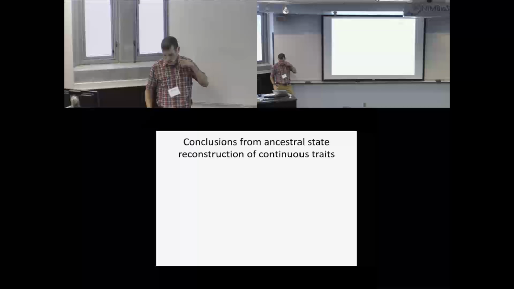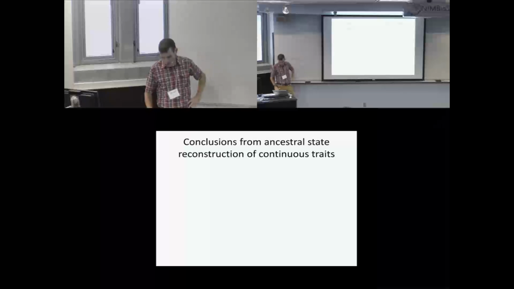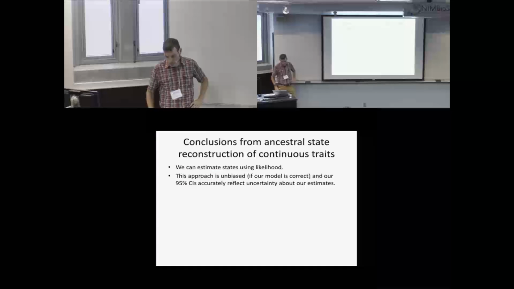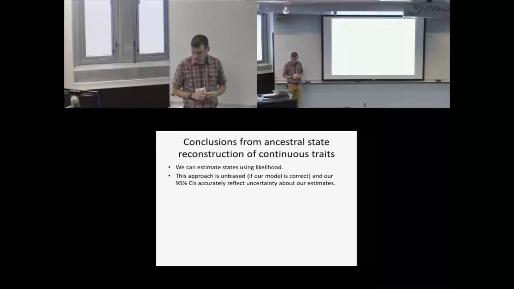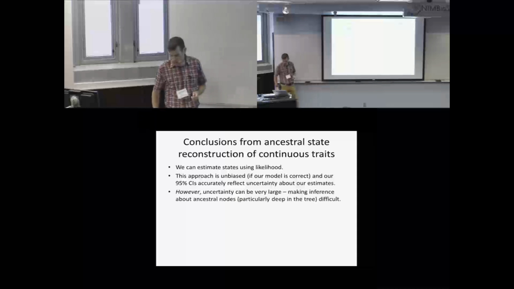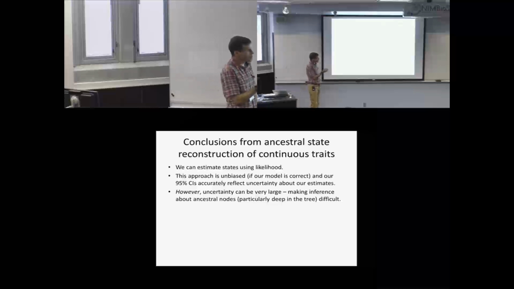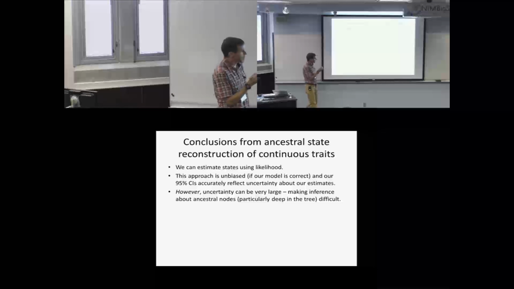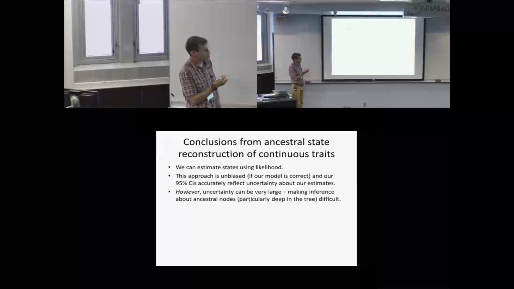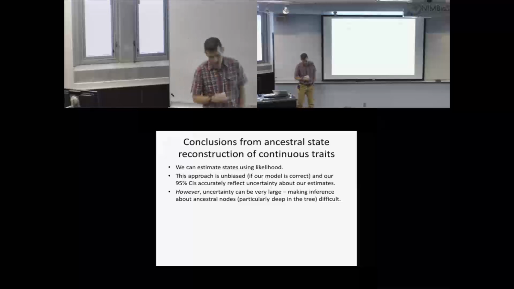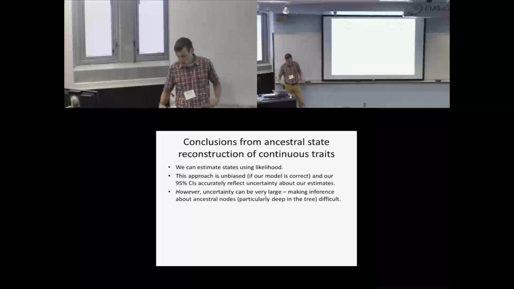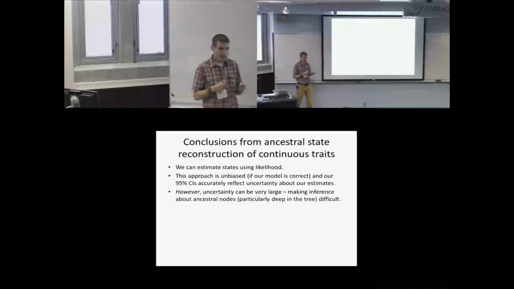All right, so just to conclude the continuous character component, the approach that we have is unbiased if our model's correct, but I think uncertainty can be large. And this is simply the consequence of phylogenies containing relatively little information about ancestral nodes that are deep in the tree. This is just a reality, and of course the amount of information depends on the structure of our phylogeny.